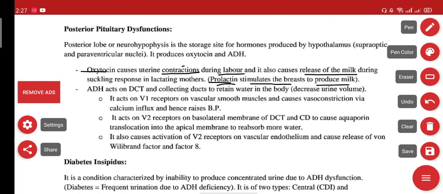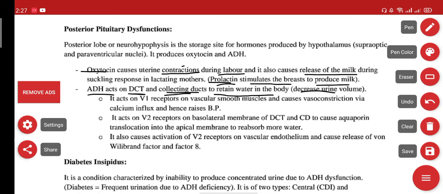Second is the antidiuretic hormone, which is the main hormone over here, and it acts on the distal convoluted tubule and the collecting ducts to retain water in the body. So it acts on these areas mainly, and it causes the reabsorption of water, and that's why it causes decreased urine volume. That is why it is called antidiuretic, that it is against diuresis. Diuresis is the process of production of urine. So it decreases the urine volume. That's why it is called antidiuretic hormone.